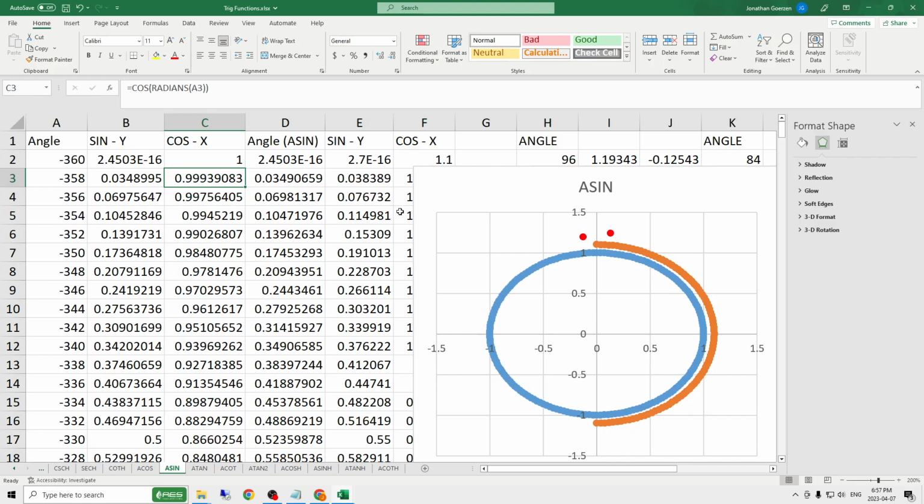Now, because the sine function is periodic, there are multiple angles for which the sine would be equal to the input argument. The arcsine function always returns a value, as shown here, an angle between negative pi over 2 and positive pi over 2, or between minus 90 degrees and positive 90 degrees.